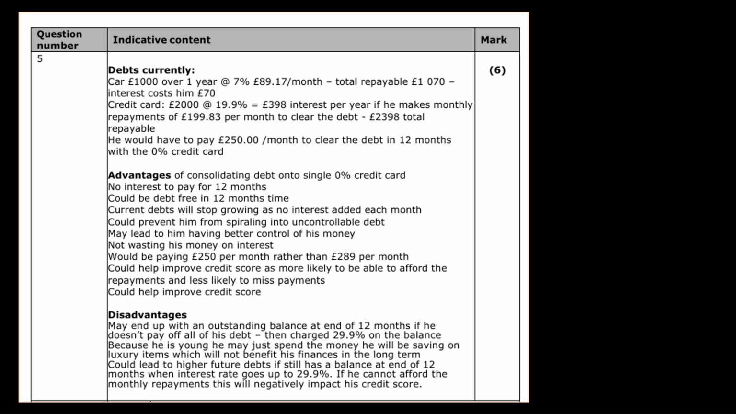So the advantages are, of course, that they could be debt-free in 12 months' time if they continue to make payments or overpayments on that credit card debt. Current debt will stop growing as no interest is added each month. That is definitely true as well. Disadvantages: you may end up with an outstanding balance at the end of the 12 months if he doesn't pay off all his debts, and then he's going to be charged 29.9% on the balance, which is higher than he's currently paying. Because he is young, he may just spend the money. He will be spending on luxury items and will not benefit from his finances in the long term.